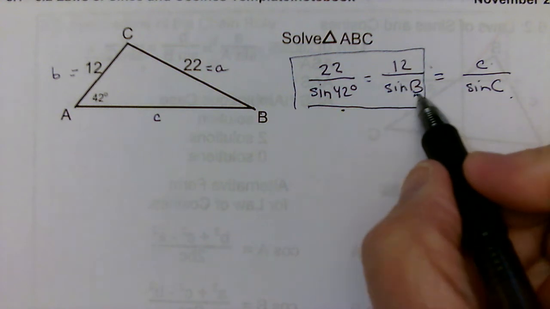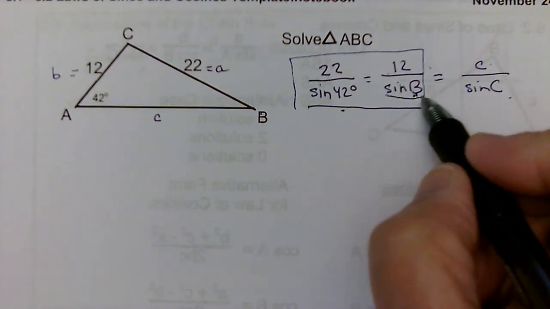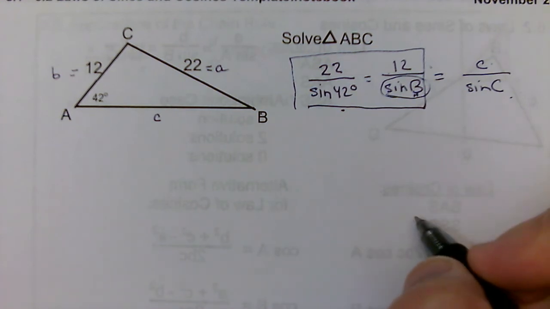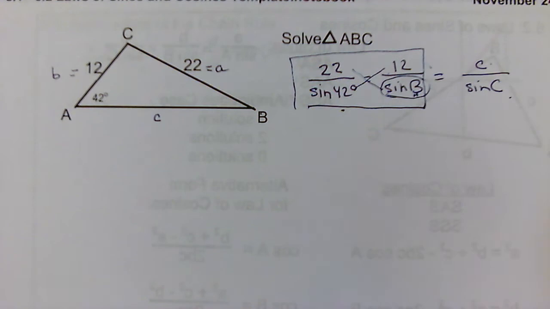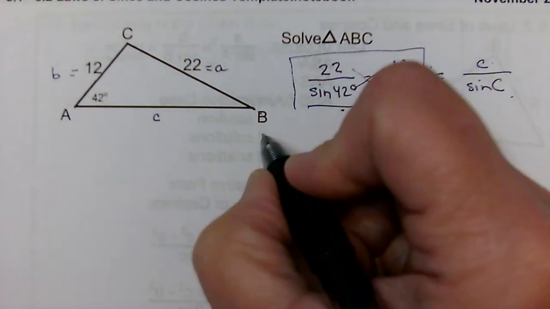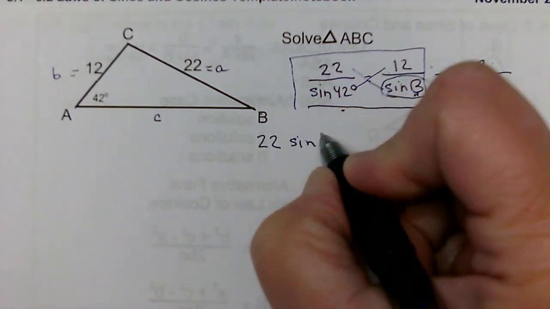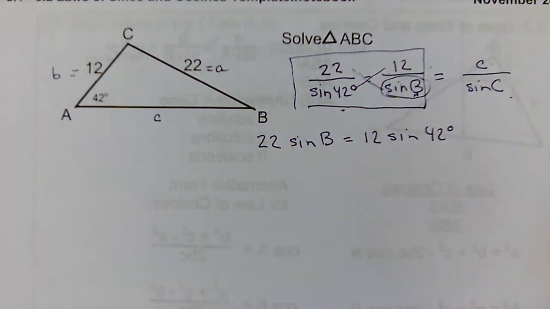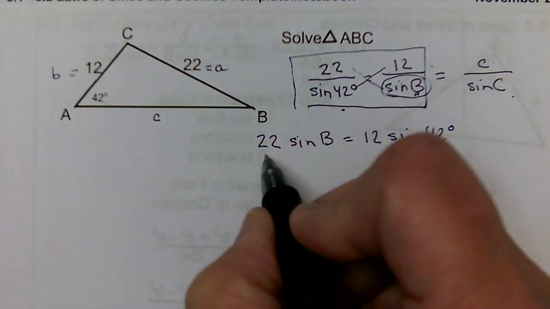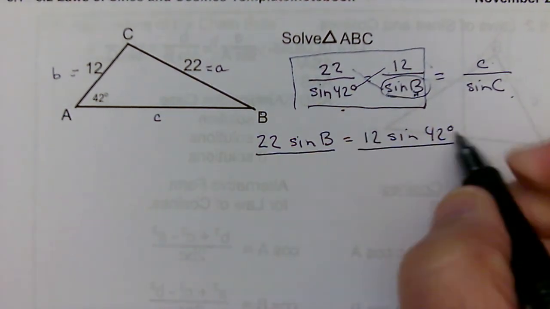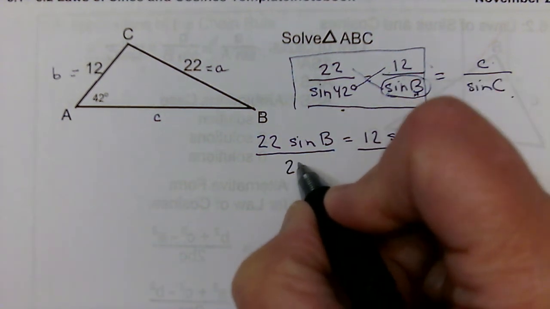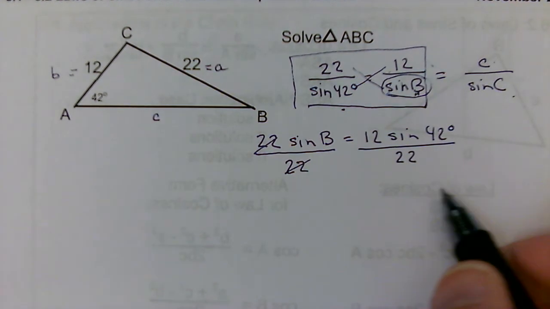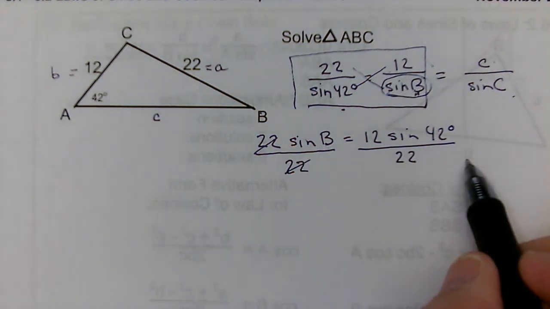So in this case, if we're trying to get B by itself, the first thing we need to do is get sine of B out of the denominator. So I'm going to cross multiply because people usually find that a little easier to see. So that gives me 22 times the sine of B equals 12 times the sine of 42 degrees. Then I want to get the sine of B by itself before I can get B by itself. So I'm going to divide both sides by 22. So now I have the sine of B is this expression.